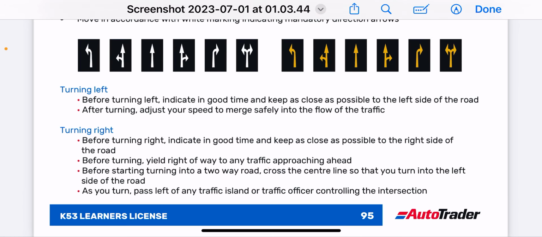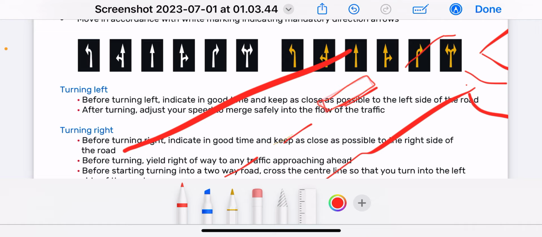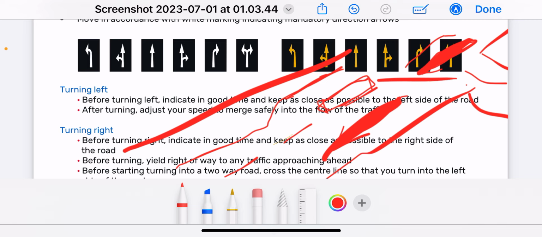And then turning right. Before turning right, indicate in good time and keep as close as possible to the right side of the road. Before turning, you yield the right of way to oncoming traffic. This is your road. You are going to turn there maybe, and then obviously the road is divided like this. So you want to turn here, so you keep as far right as possible so that you allow this person to overtake you this side. And then the rule says you yield the right of way to traffic approaching. So you let these cars pass, and then when it's clear, then you can turn.